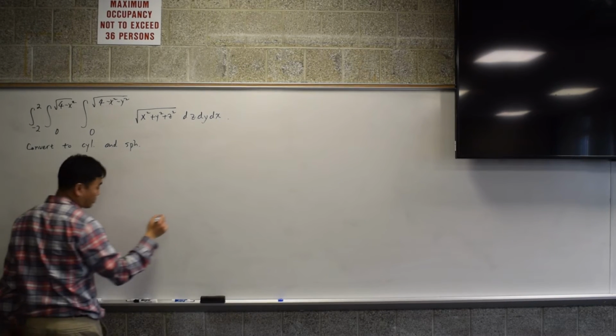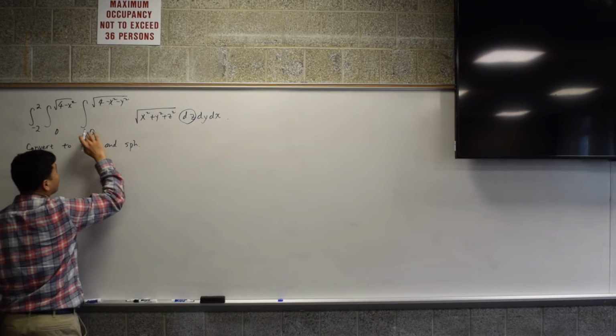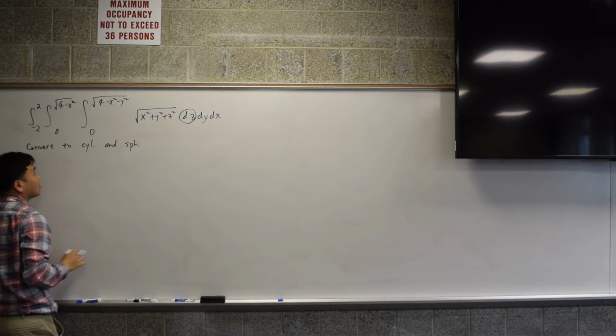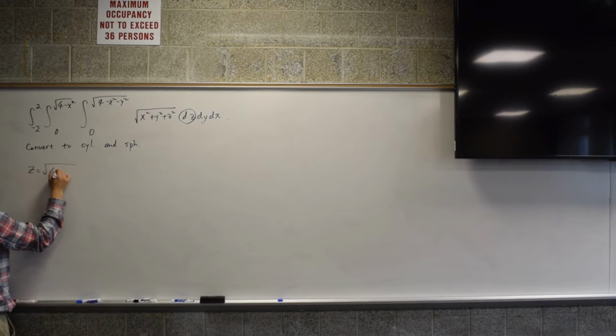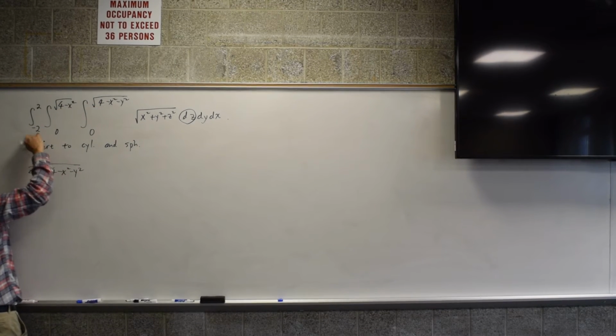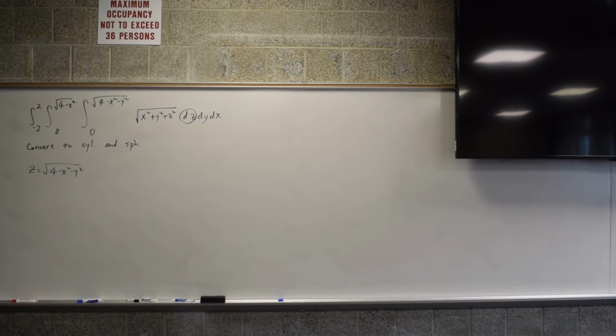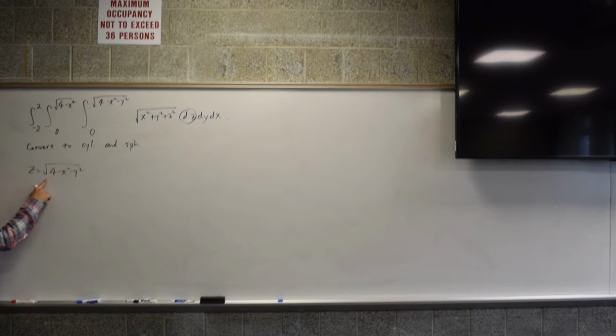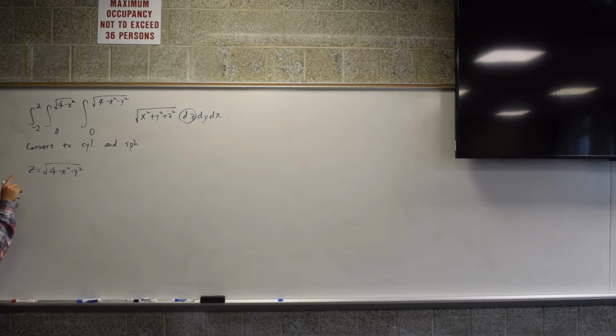All right, let's start with dz. dz being here means z goes from 0 to the square root of 4 minus x squared minus y squared. And it's surface to surface, curve to curve, point to point, or value to value. What kind of surface does this give us? It's a sphere, right? If I square both sides, I get z squared equal to 4 minus x squared minus y squared. Moving the x squared and y squared to the left side, you get x squared plus y squared plus z squared equal to 4. It's a sphere of radius 2.